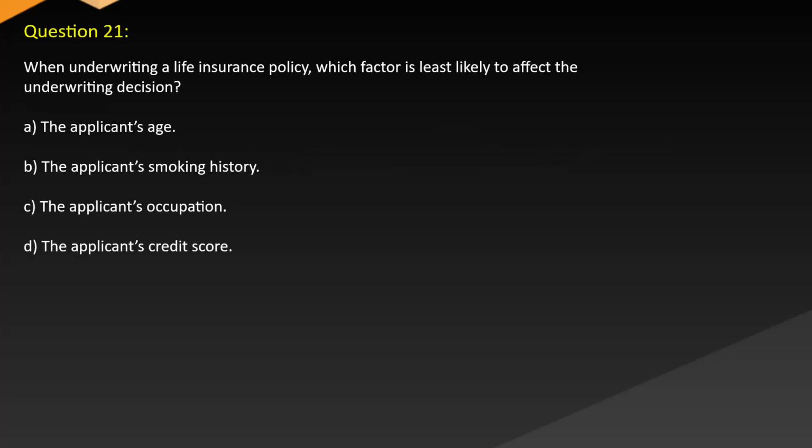Question 21. When underwriting a life insurance policy, which factor is least likely to affect the underwriting decision? A. The applicant's age. B. The applicant's smoking history. C. The applicant's occupation. D. The applicant's credit score.